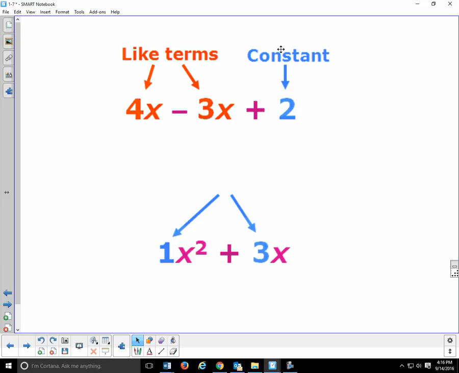A constant has no variable. It's always 2. It doesn't matter what x is. 2 is 2. If x is 5, 4 times x would be 20, and 3 times x would be 15. If x was 3, 4 times 3 would be 12, and 3 times 3 would be 9. But either way, 2 is 2. So that's constant. When we talk about coefficients, coefficients are the number before the variable. That's just what they're called. So pause it if I'm moving too fast.